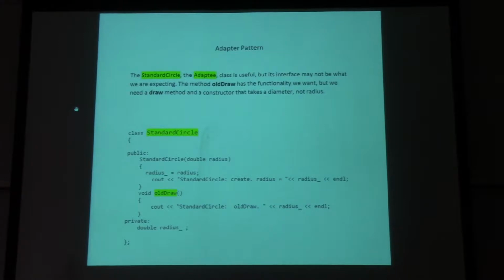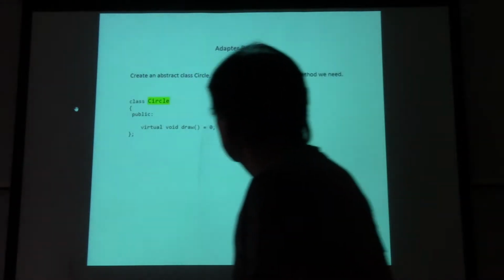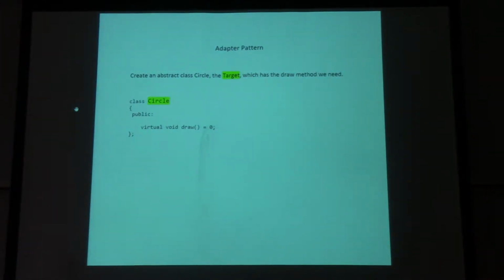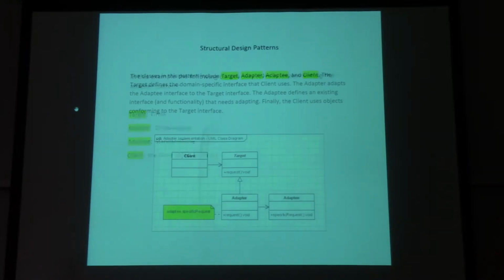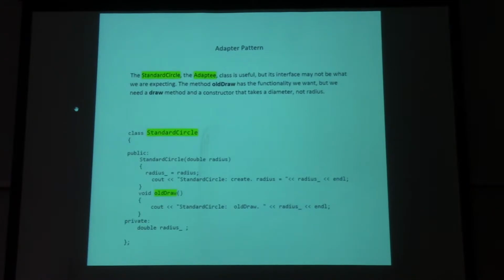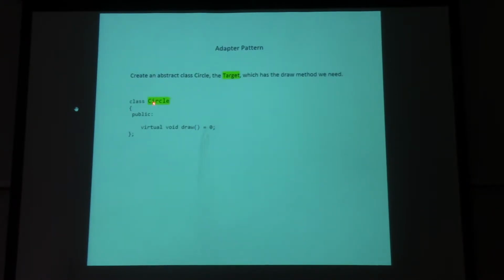So that's a standard circle. Now we're going to look at the interface that we want. Create an abstract class Target which has the draw method we need. The client wants to say draw; it doesn't want to say old draw, it wants to say draw. So we need a class called Circle, and the class will have a virtual draw method, which will be pure virtual, and that's the class that the client is going to access.